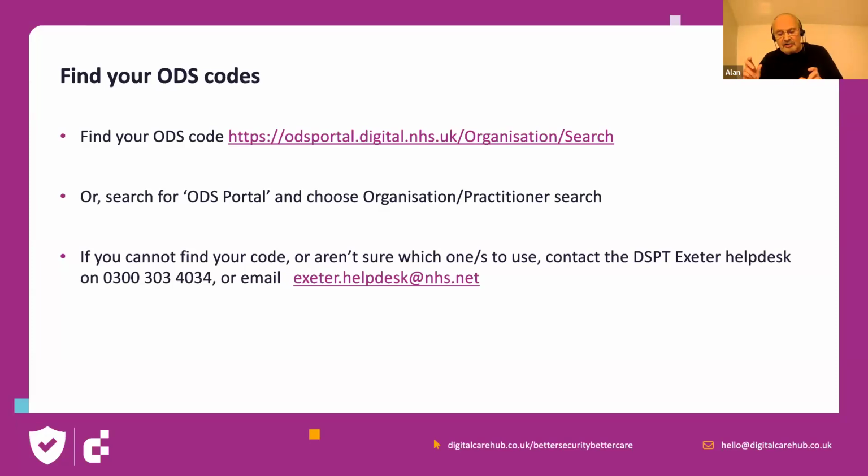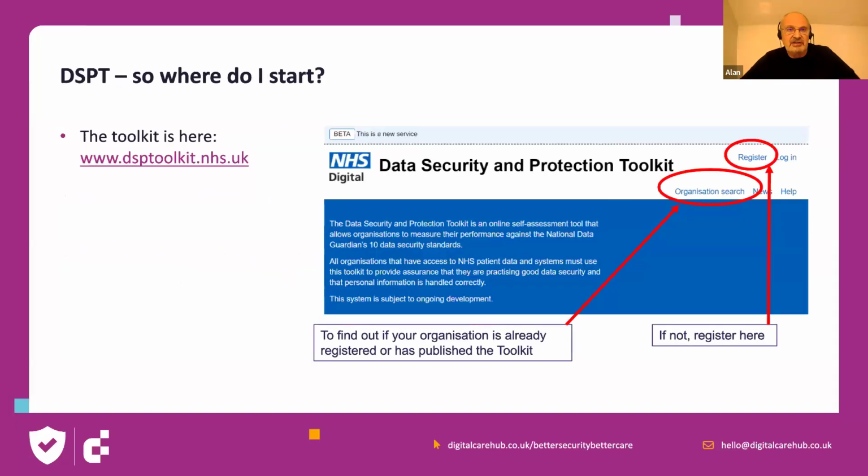Look for the one that's marked open, because if you've changed your business arrangements or your registration with CQC, it will close one ODS code and republish a new ODS code. So look for the one that's marked open. Okay, so where do you start with your DSPT?